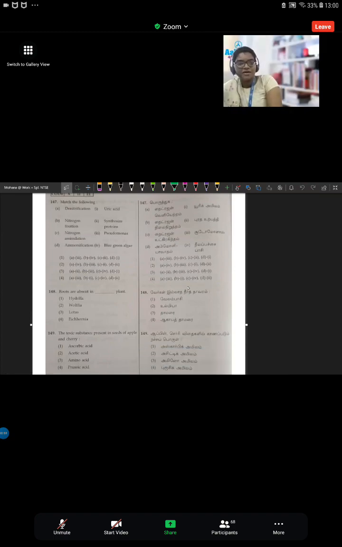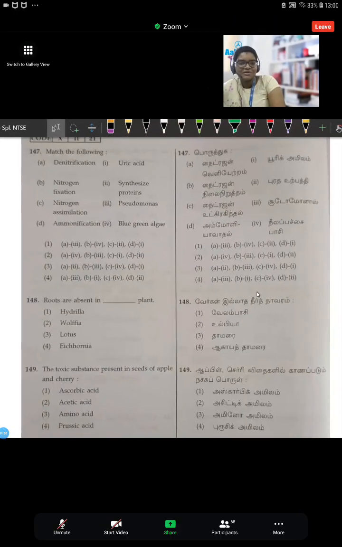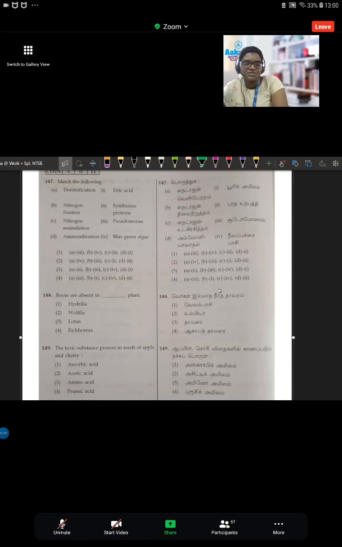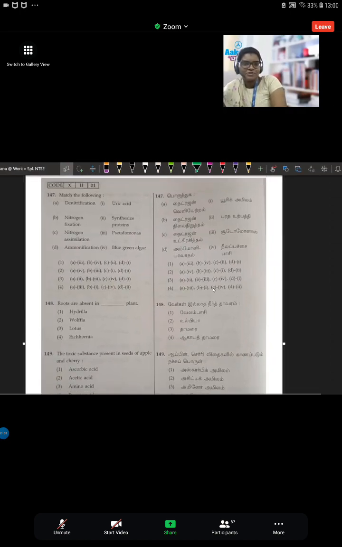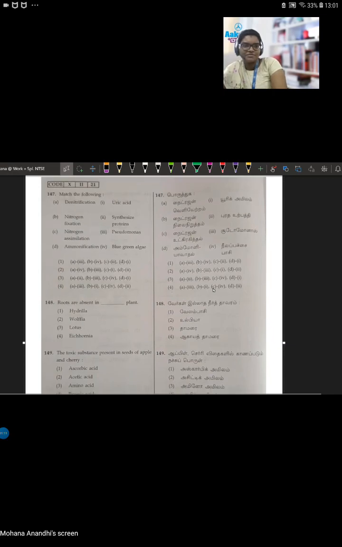Almost 11 questions are from the concepts we have learned in our 9th and 10th. It is not even from 8th standard. Only 3 questions are somewhat new, from the state board book. So how much are you expecting? We'll check. Okay, so, 147, denitrification.